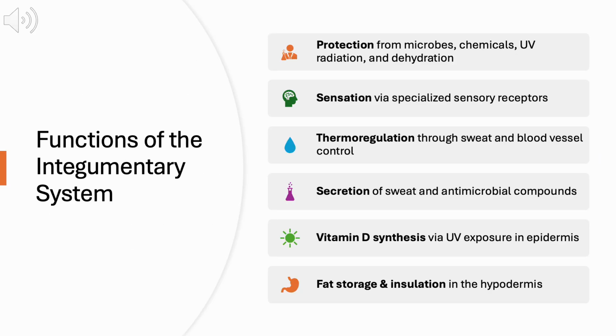The integumentary system is not just a barrier. It performs a wide range of essential physiological functions. First, protection. The skin shields internal tissues from microbes, harsh chemicals, UV rays, and dehydration. The stratum corneum's keratin and lipids help retain moisture. Sweat contains dermicidin, a natural antibiotic.